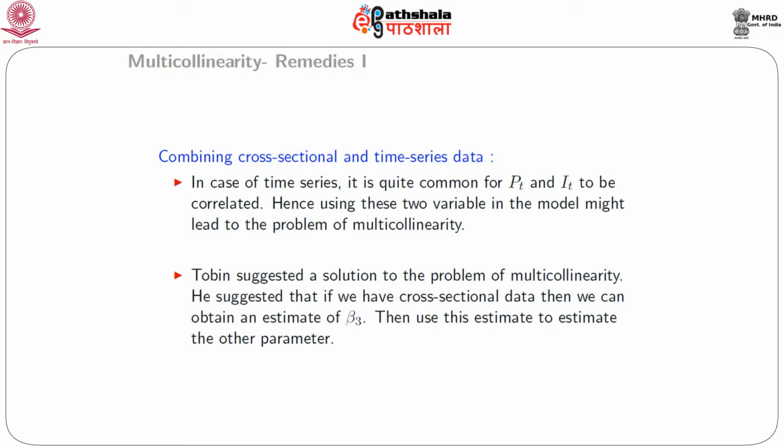But the time series model that we looked at in the previous slide gives us a model which contains both these predictors as predictor variables for the response variable, number of cars sold. Hence, these two variables in the model might lead to the problem of multicollinearity. So, statistician Tobin suggested a solution to the problem. He suggested that if we have cross-sectional data in addition to the time series data that we have, then we can obtain an estimate of parameter beta 3 and then use this estimate to estimate the other parameters in the model with precision.